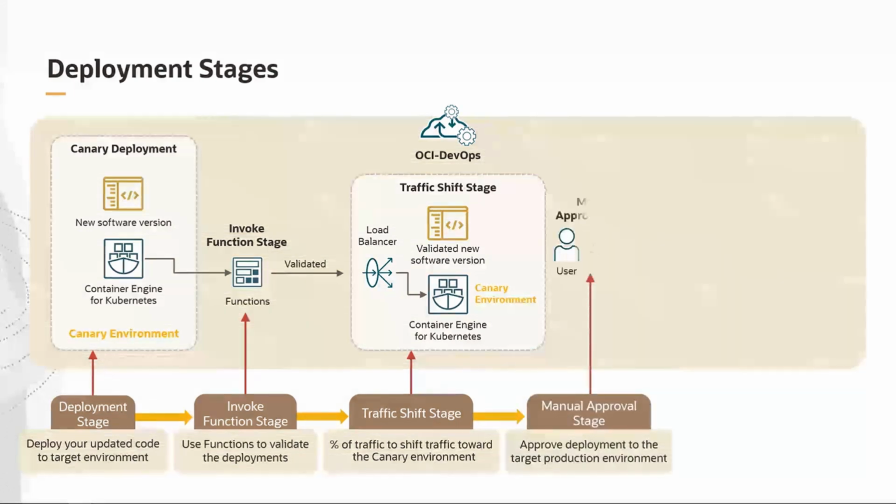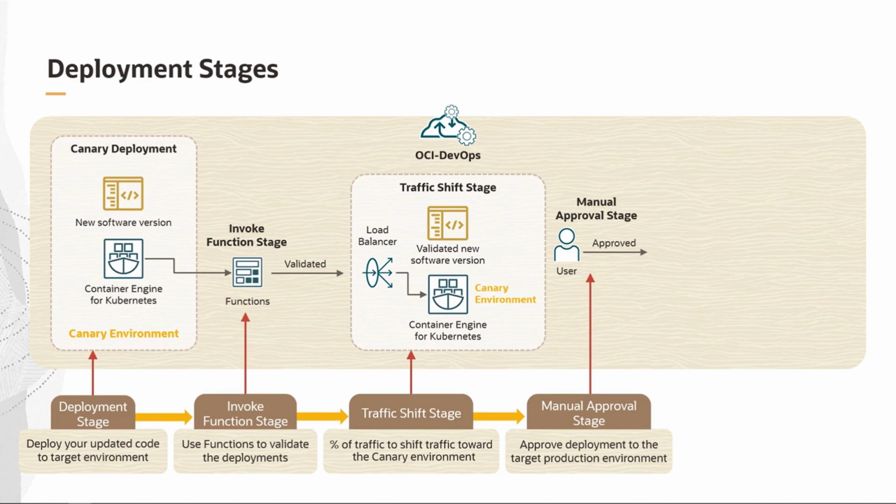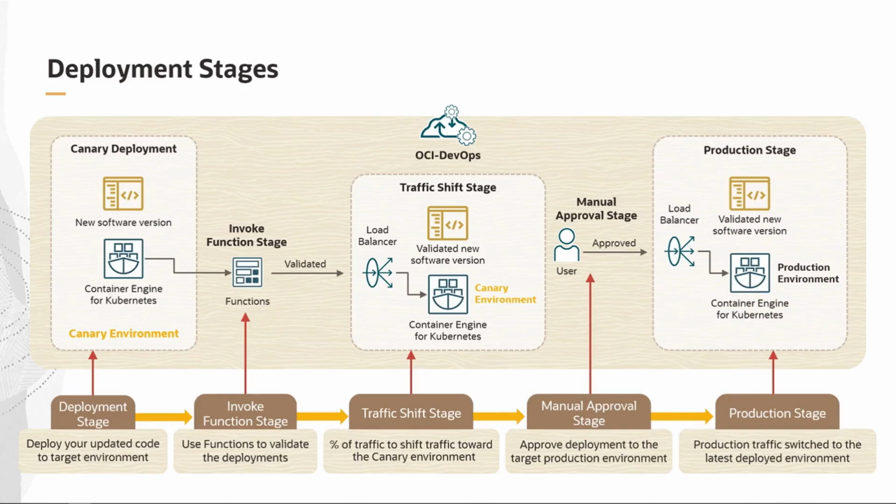The fourth stage is the manual approval stage. In this stage, a manual approval step is added to approve the deployment in the canary environment before deploying the application in the production environment. And finally, we have the production stage. In this stage, a production environment, it can be an OKE or an instance group, is selected, and the application that is validated in the canary environment is deployed to the production environment during the deployment run.